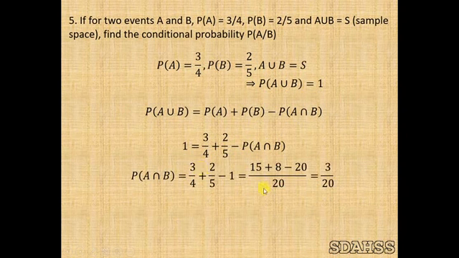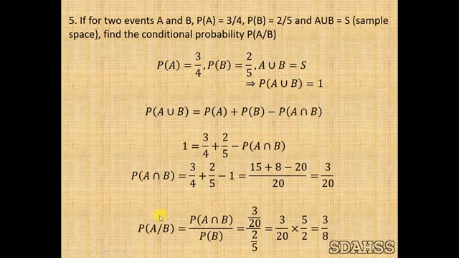Take down the LCM. 20 is the LCM. Cross multiply. 15 plus 8 minus 20. 15 plus 8, 23. 23 minus 20, 3 by 20. Then P of A by B is equal to P of A intersection B by P of B, which is equal to P of A intersection B is 3 by 20 divided by P of B is 2 by 5. Take down the reciprocal. So you have 3 by 20 into 5 by 2. Then cross cancellation. So you have 4.